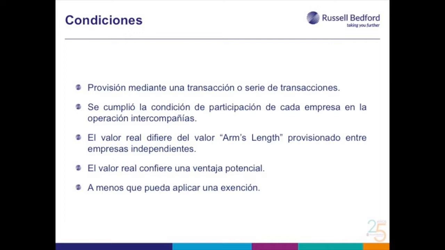The third one is that the actual provision differs from that which would be established on an arm's length basis between independent enterprises, and the actual provision confers a potential advantage. And that would then bring into play the transfer pricing provisions unless an exemption applies.